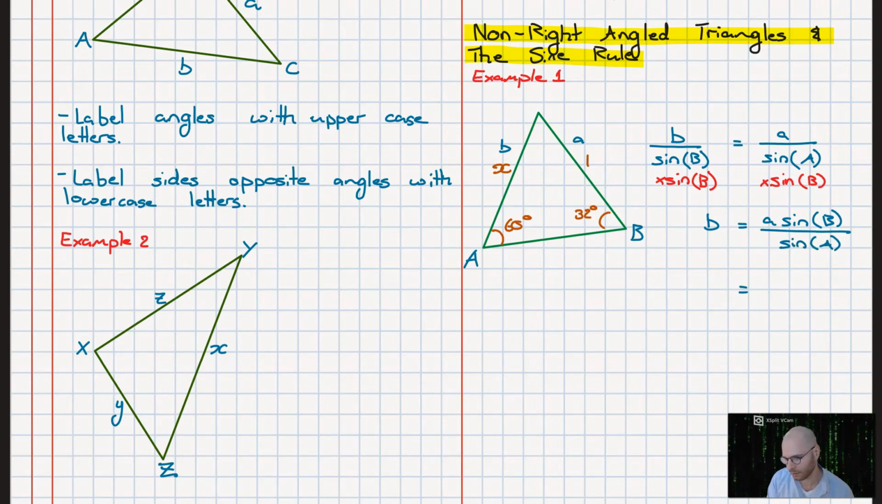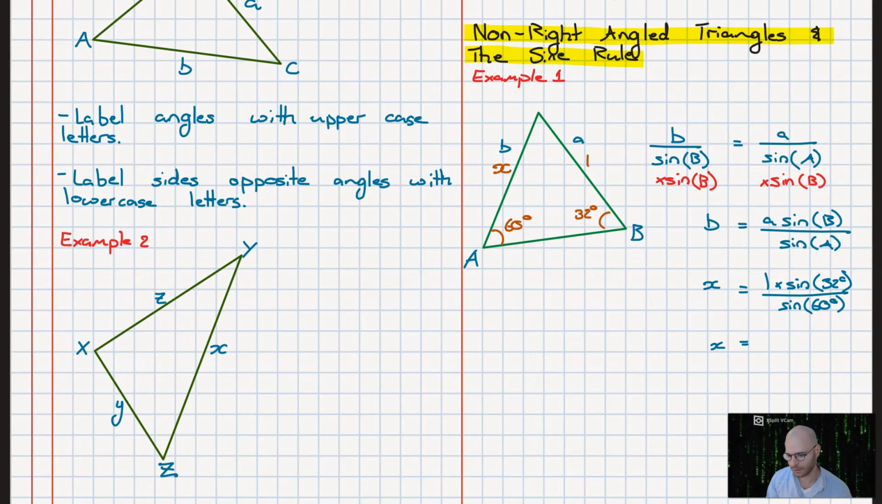Now it's time to substitute in the values. So in place of B, we have x, and x is now equal to 1 times sine B. Our B is 32 degrees. And sine 60. Alright, now it's time to go for the calculator. We're going to put all of this expression here into a calculator to get a definitive result for x.